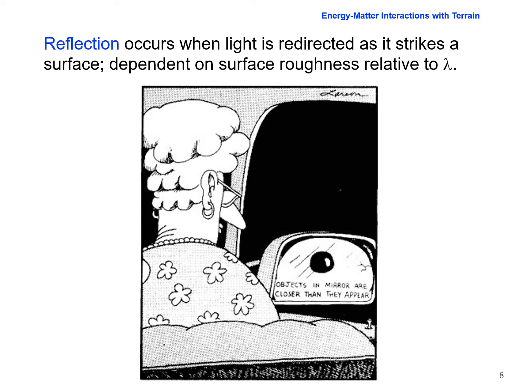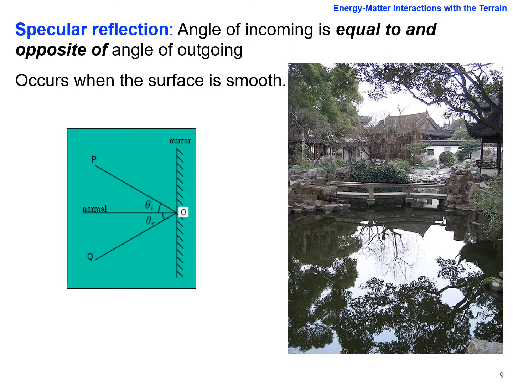Reflection occurs when light is directed or redirected as it strikes the surface. Okay, so it's dependent on surface roughness relative to the wavelength, and we'll get into what that means. We have a number of different kinds of reflection we talk about. The first is specular reflection. With specular reflection, the angle of the incoming radiation is equal to and the opposite of the angle of the outgoing radiation. And this occurs when the surface is smooth.